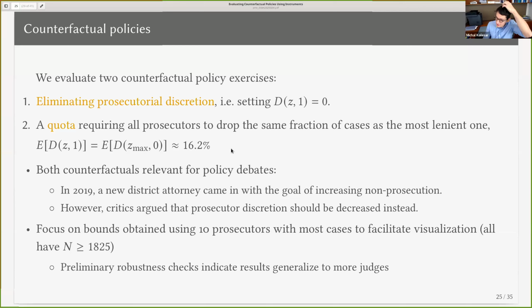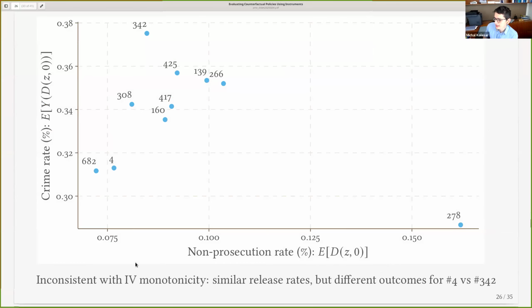Just to make things simple, I'm going to look at only the prosecutors that have a lot of cases. So I'm going to look at the 10 prosecutors with the most cases, and all of them have about 2,000 cases or more. So this is what the raw data looks like. I'm just plotting the non-prosecution rate of different prosecutors. So this is Judge 278. This is the most lenient judge, or prosecutor rather. They don't prosecute about 16% of the time, and their average outcome is about 28%. So if I'm assigned to this prosecutor, the probability that I commit crime is about 28%.